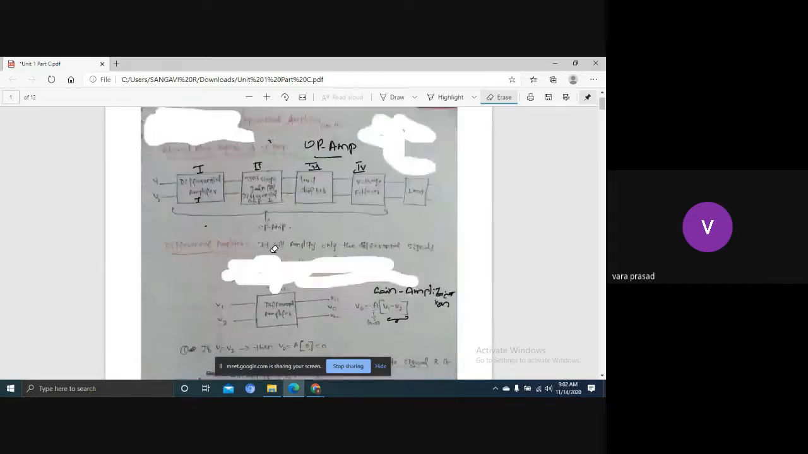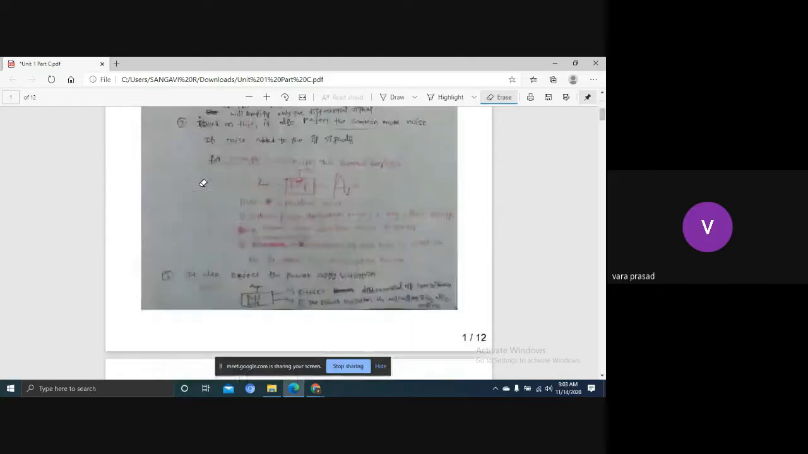See here, in the block diagram, the first stage is the differential amplifier. What can it do? It can amplify the difference between the signals. What is the advantage of the differential amplifier? Whatever is common in the V1 and V2 signals is going to be rejected, either power fluctuation or noise. Anything common between V1 and V2 is going to be rejected.